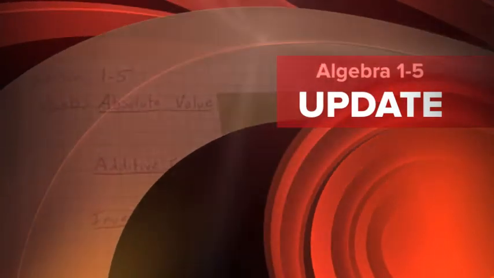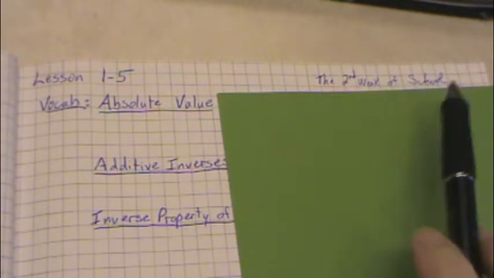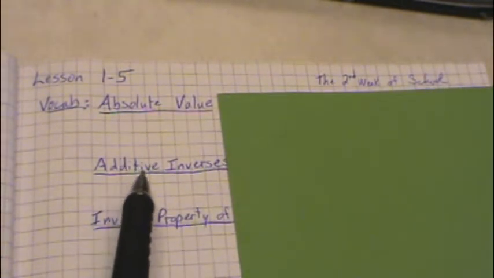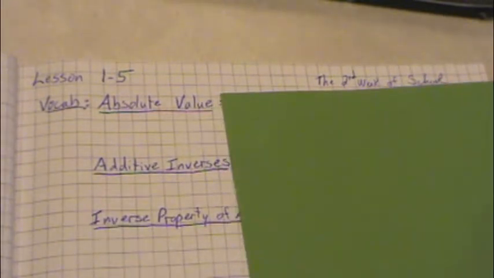So you are labeling your notebook. Put down whatever the exact date is. I know it's the second week of school, but I don't know what day it is. We are starting with a few vocabulary words: absolute value, additive inverses, and the inverse property of addition.